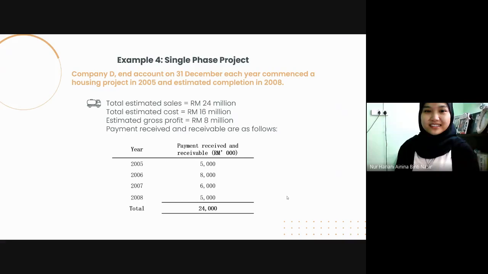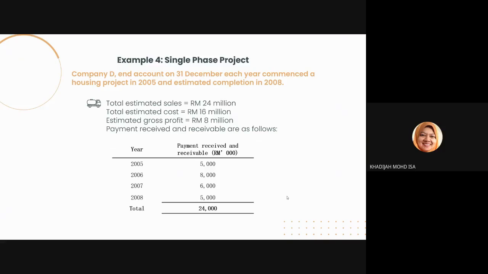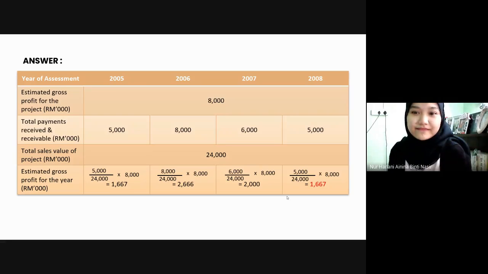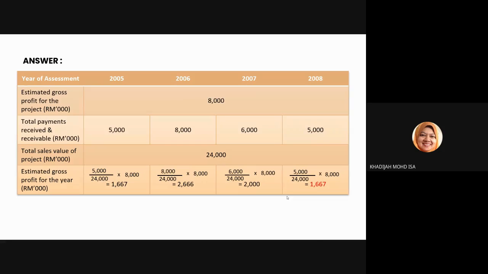Next. Okay, for every year, you have total payments. In 2005, you paid 5,000, then 8,000, 2007, 6,000, 2008, 5,000. Then for 2005, you want to compute the estimated gross profit for the year, which is based on the payment over the estimated sales and gross profit for the project. So 1667 is your estimated profit for the year. Then next.